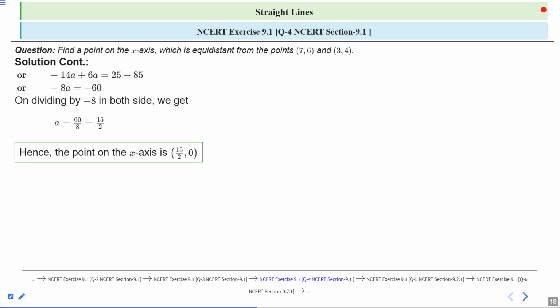So if we find the distance between (15/2, 0) and (7, 6), and the distance between (15/2, 0) and (3, 4), these two distances will be equal. I hope it is clear to all of you. So now let us move to the next question.